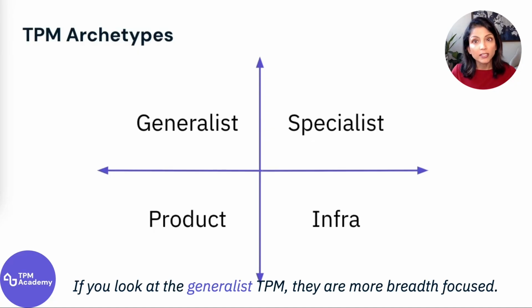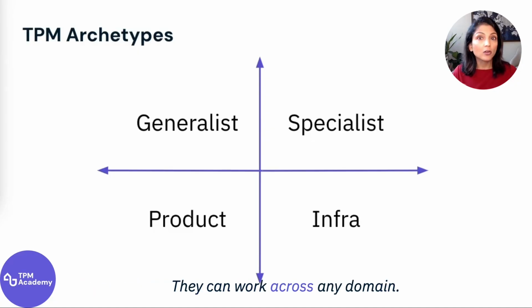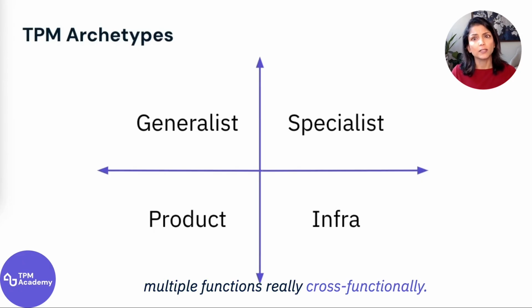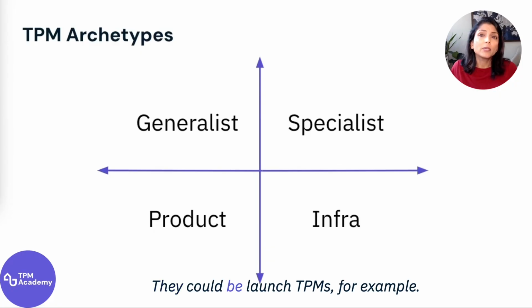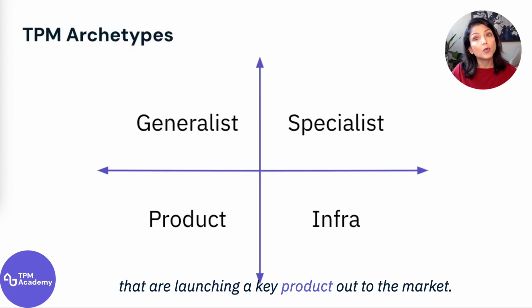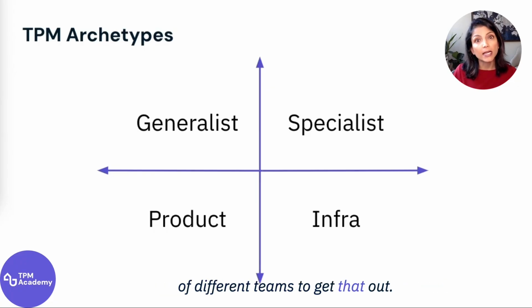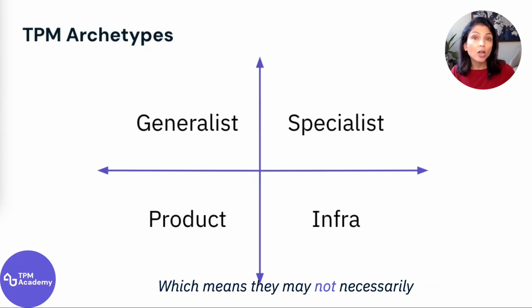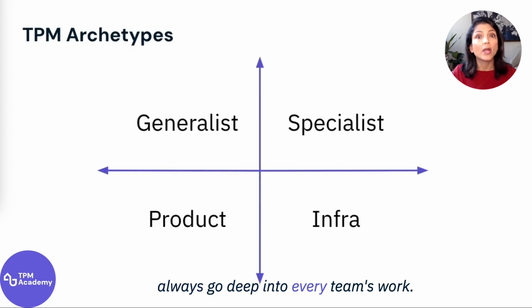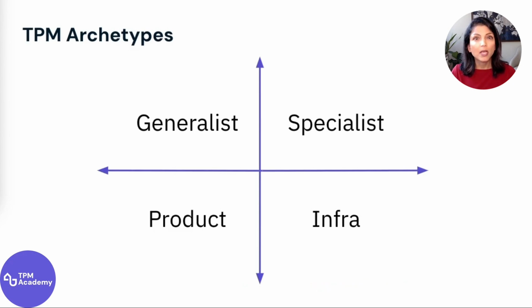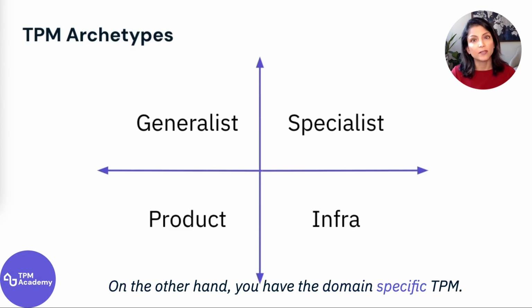If you look at the Generalist TPM, they are more breadth focused. They can work across any domain, and they work with multiple teams, multiple functions, really cross-functionally. They could be launch TPMs, for example, that are launching a key product out to the market, and they're collaborating with a number of different teams to get that out, which means they may not necessarily always go deep into every team's work. On the other hand, you have the domain-specific TPM.